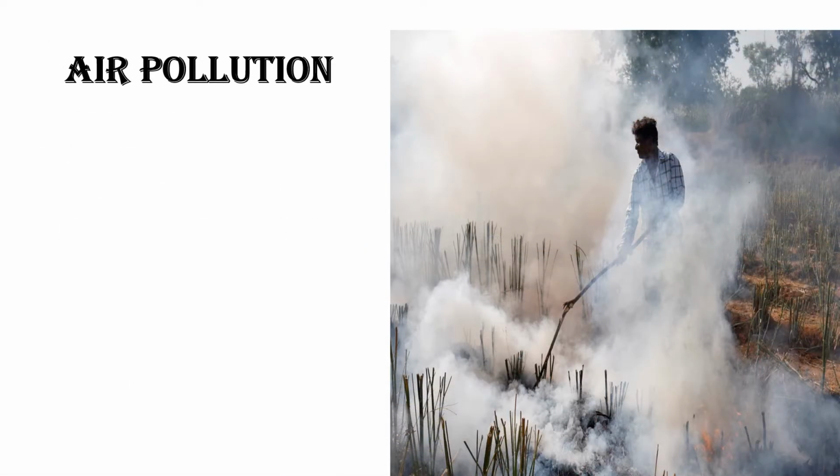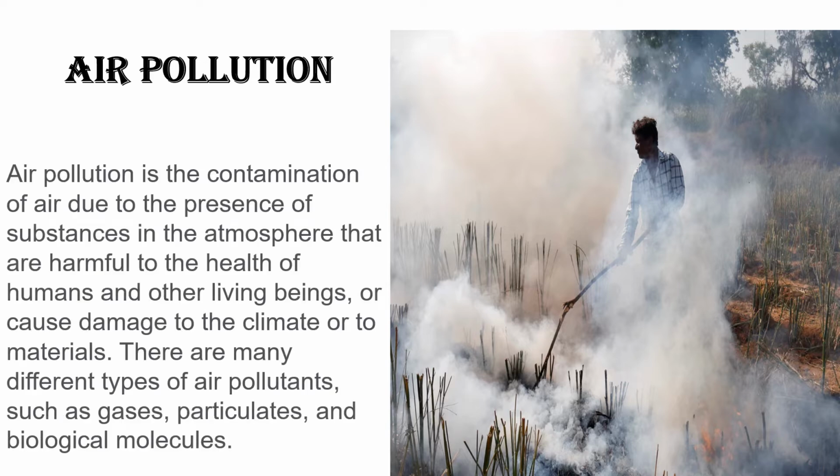Now, let's study the various types of pollution on the basis of its impact in the environment. First comes the air pollution. Air pollution is the contamination of air due to the presence of substances in the atmosphere that are harmful to the health of humans and other living beings or cause damage to the climate or to the materials. There are many different types of air pollutants such as gases, particulates, and biological molecules.